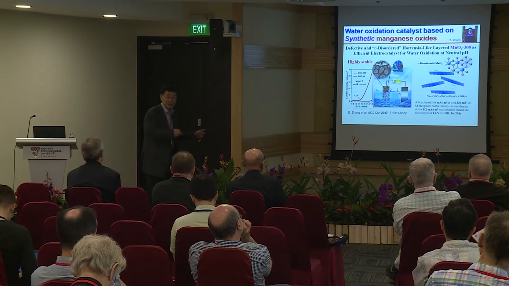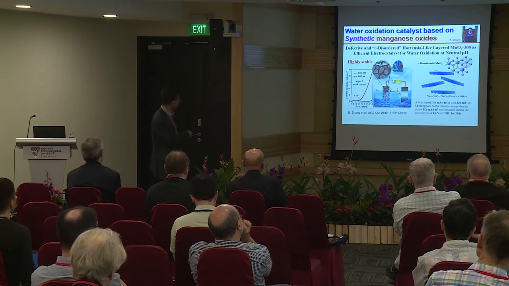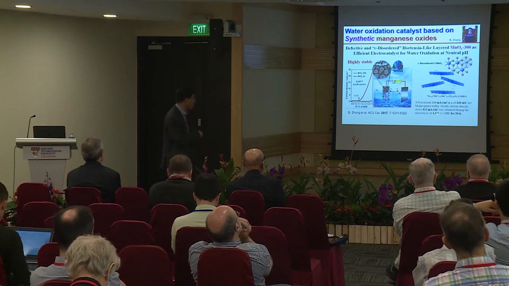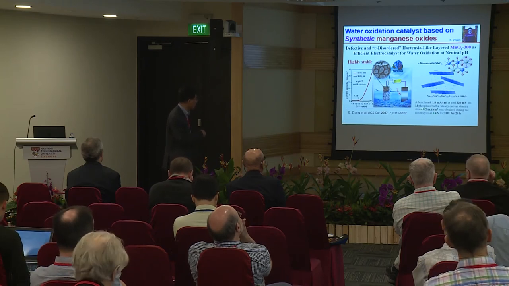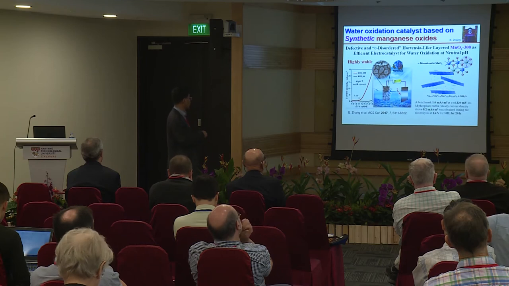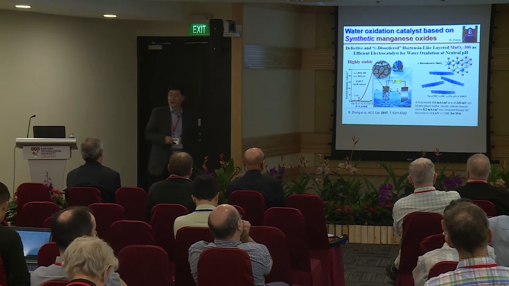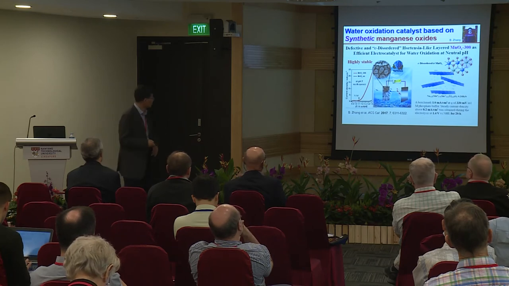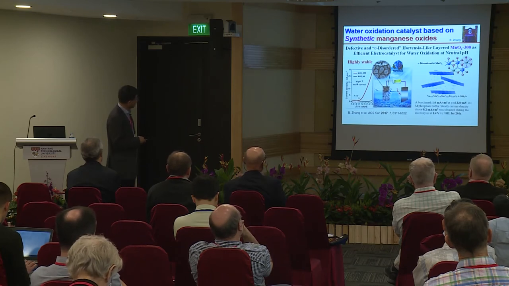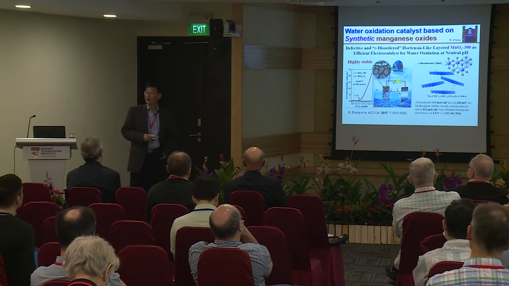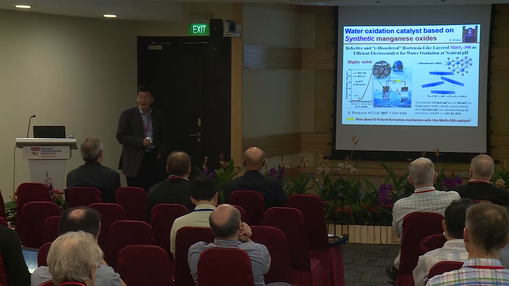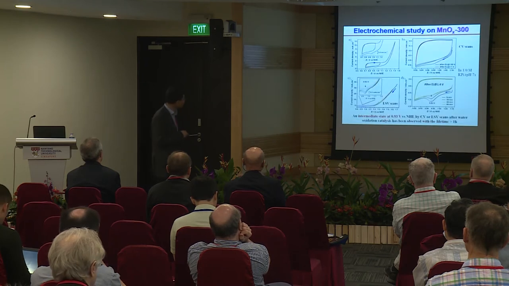And this can last a very long time. It's highly stable. For example, if you apply a potential of 1.4 volts, it can provide over 8 milliamp per square centimeter. And this can last for 20 hours, all the bubbles, 20 hours, no decay. So this is really impressive. Question now, what is the reaction mechanism for this manganese oxide? We call it manganese oxide 300.